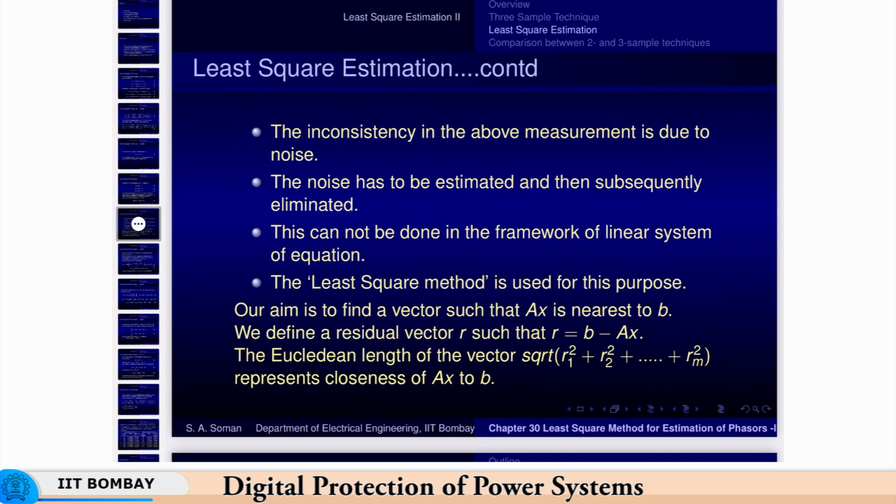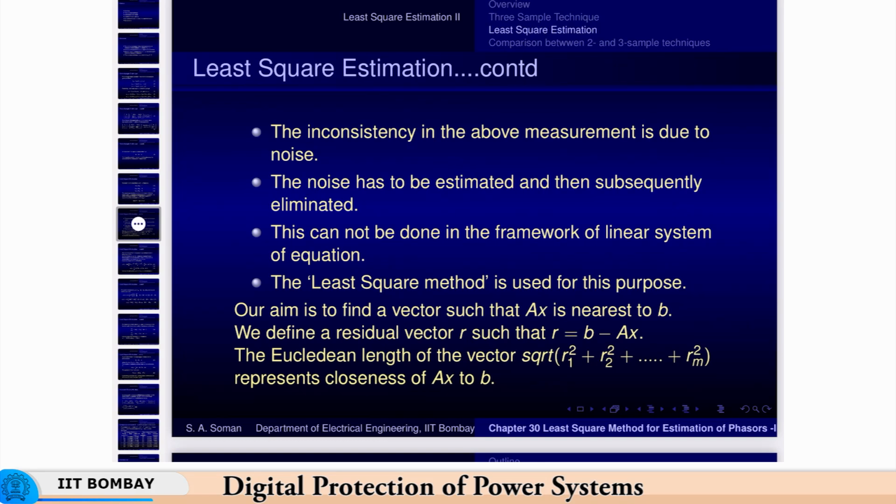Okay. So, now we can say that the inconsistency, as we mentioned earlier, is there due to the presence of some noise. So, now we have to somehow eliminate this noise. But to eliminate it, we have to get an estimate of the noise and then eliminate it. You cannot do it in the frame of the linear system of equations where you had the number of unknowns equal to the number of measurements and the equations were consistent. You cannot solve it in that framework. So, now we use the method of least squares for this.